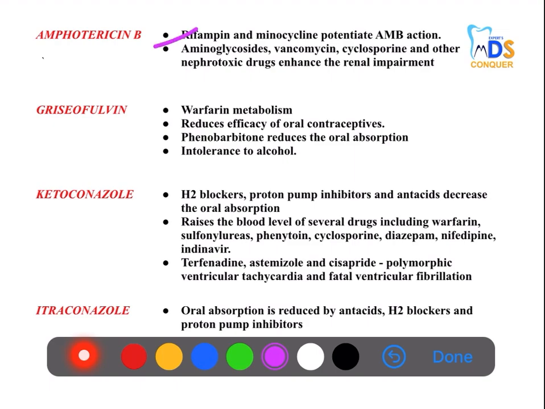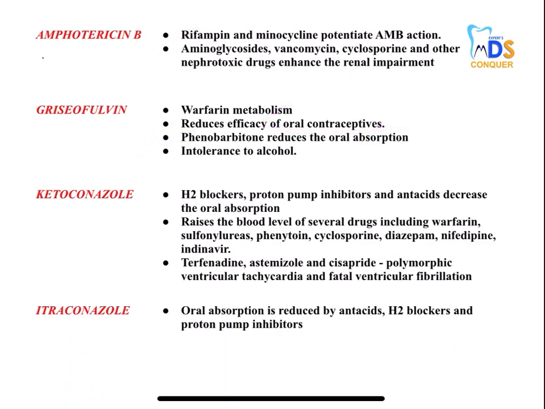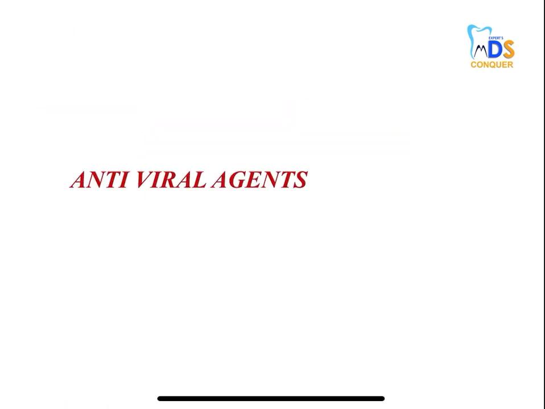So rifampicin and minocycline potentiate the action. Griseofulvin reduces the efficacy of oral contraceptives, very important, and it causes intolerance to alcohol. Okay, ketoconazole, the H2 blockers, PPIs and antacids decrease oral absorption. Like this, the drug interactions are given very importantly, so note them down.